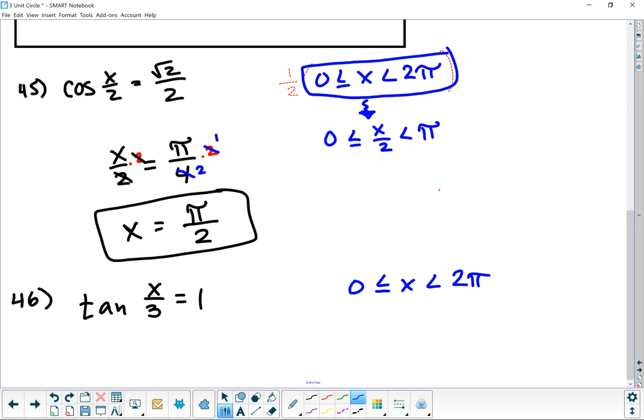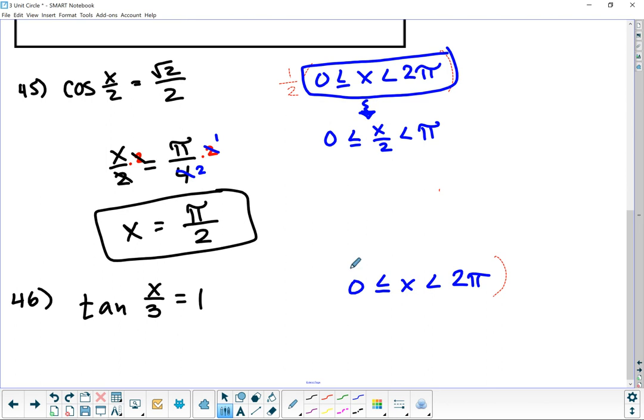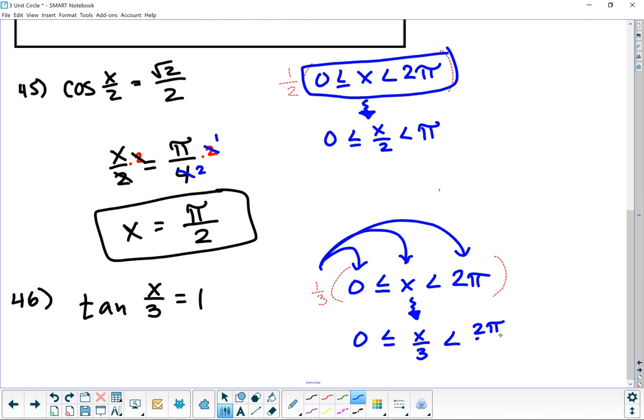Okay, and if we want it to be x over 3, then we need to multiply this by 1/3. So that would change our unit circle domain to 0. Okay, because 1/3 times 0 is still 0. 1/3 times x is x over 3, and that's actually what we have here. So we're in the right place. And then 1/3 times 2 pi is 2 pi over 3.